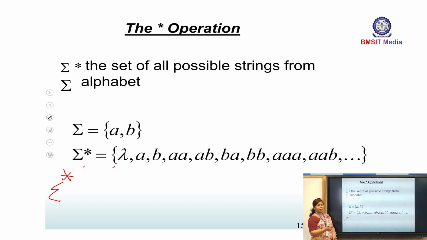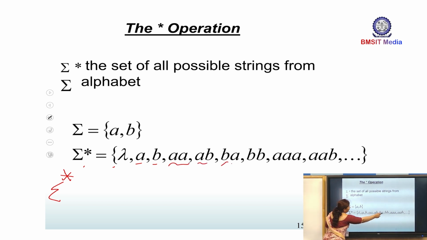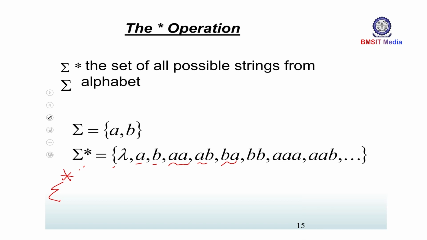Sigma star can consist of the empty string also. It can consist of only one letter, it can consist of only the letter B, it can consist of two letters like A, B, and so on. So all the possible strings which can be formed from the given alphabet symbols are called sigma star. Remember that sigma star will contain the empty string also.